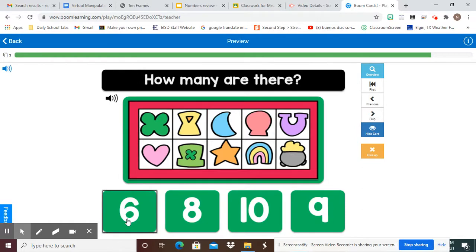So which one is 10? Is it this one, this one, this one, or is it this one? Choose one before I tell you. The answer is this one.